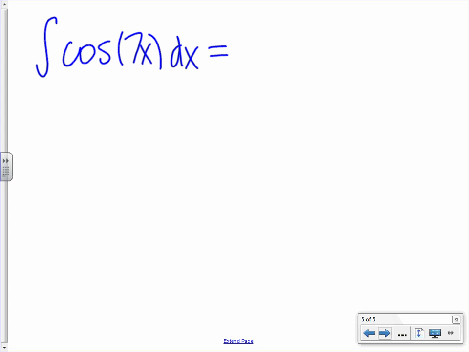What is this antiderivative? 1/7. Okay, positive sine. Positive sine.